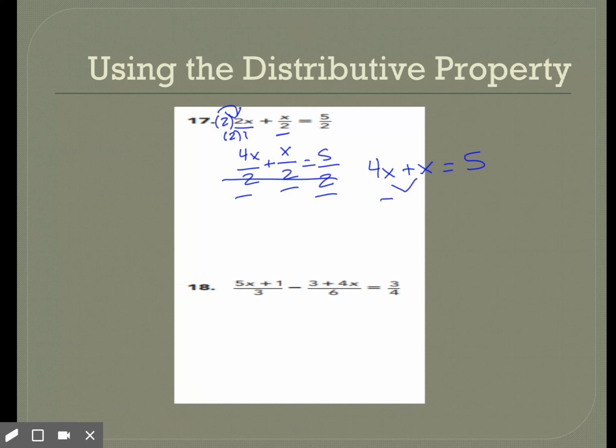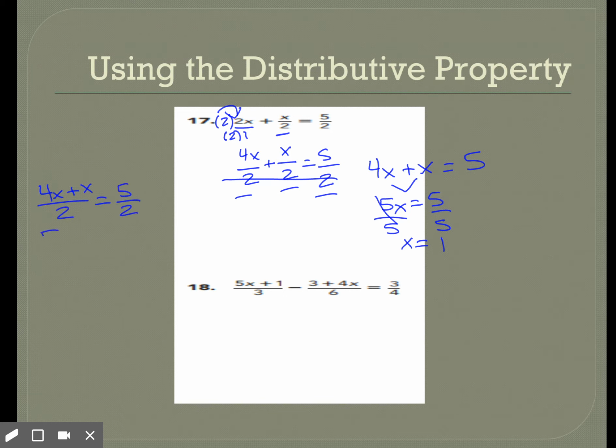4x plus x is 5x equals 5. And we divide by 5 on both sides, which would cancel that out. So x equals 1. Now, it would have worked out the same if you would have left the denominators there. I just want to show that to you, that it would have just been 4x plus x over 2 equals 5 over 2.